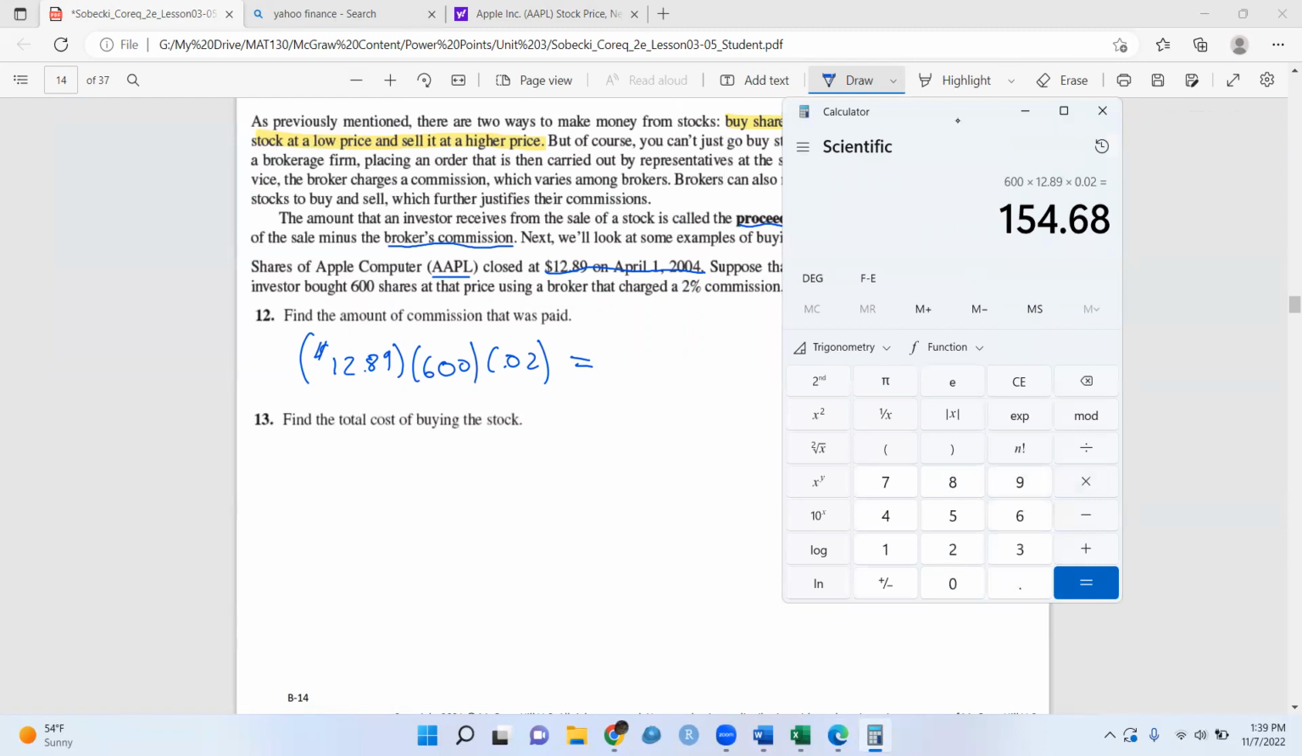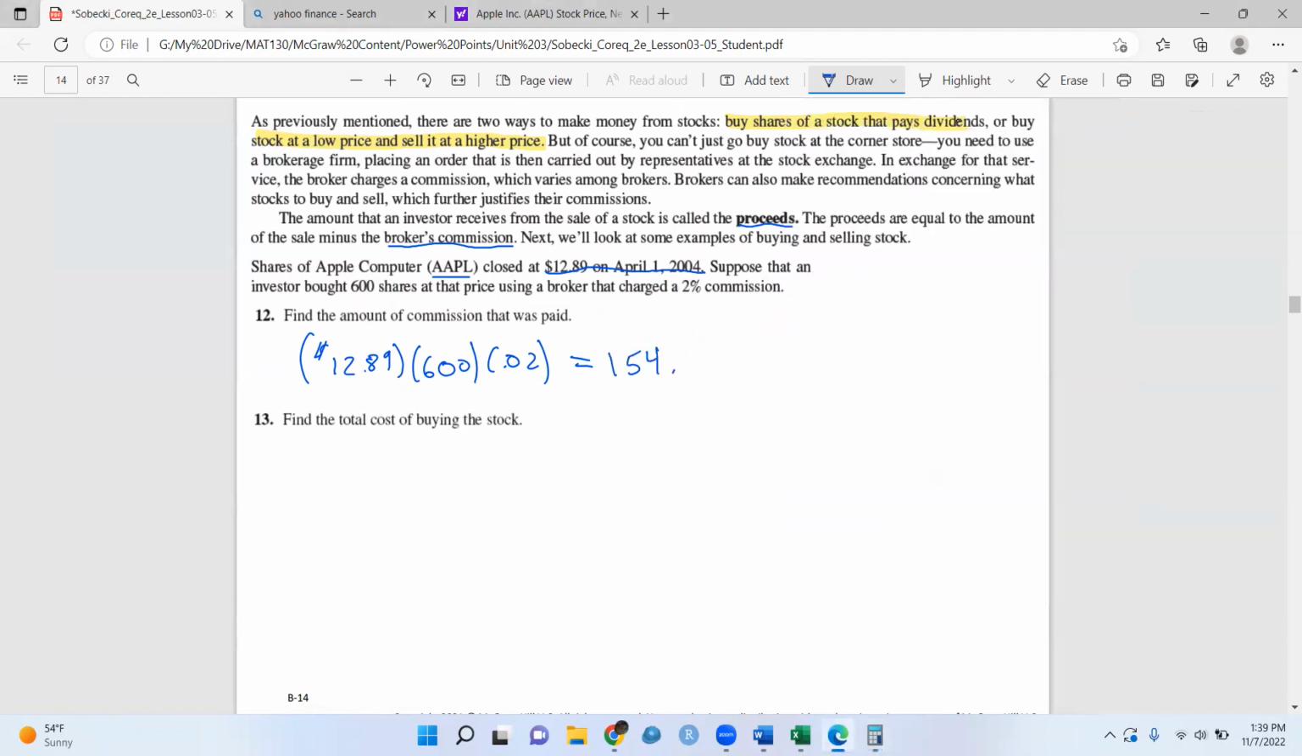So we would have owed our broker $154.68. Now, if we want to know the cost of buying the stock, we could separate the two. We could say, well, what's the cost of all the shares? So we need the cash for this.